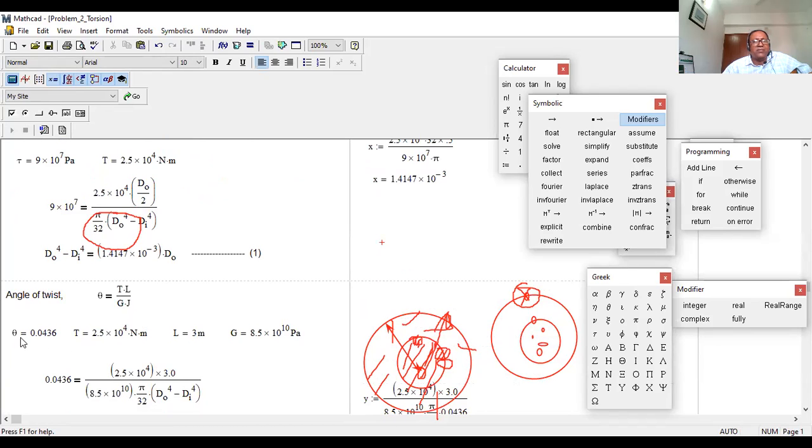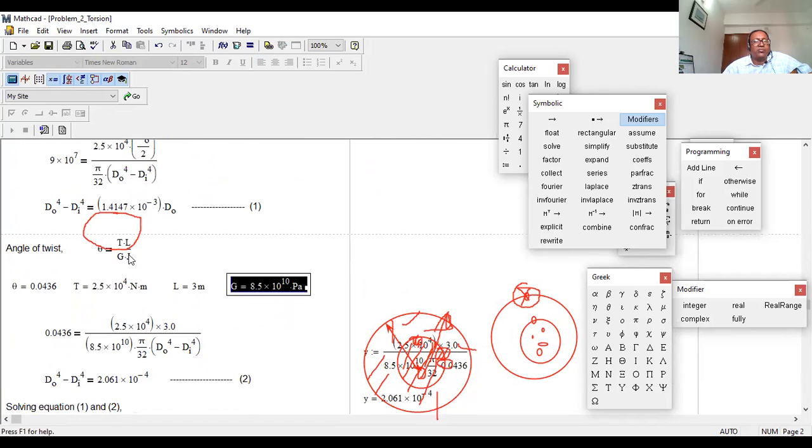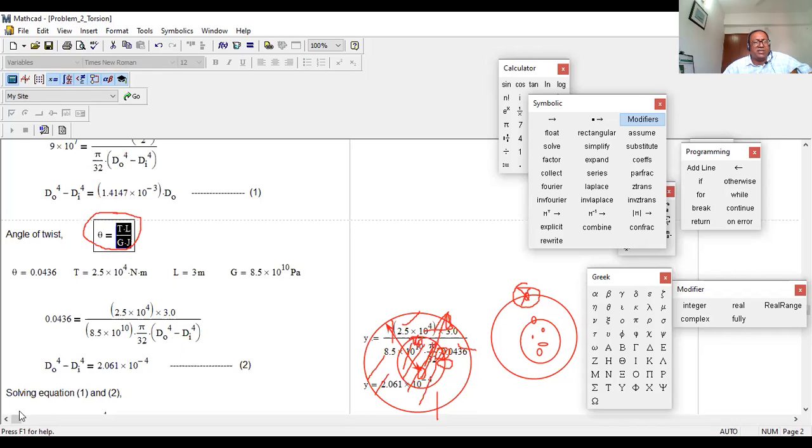So what is our theta? 2.5 degree. I already converted to radian. So this is in radian. T is already given. L, 3 meter, is given. G value is this much in Pascal. Now J value we don't know, right? We just put pi by 32, D to the power 4 minus DI to the power 4. Now we simplify this equation. You get this value equal to this much.